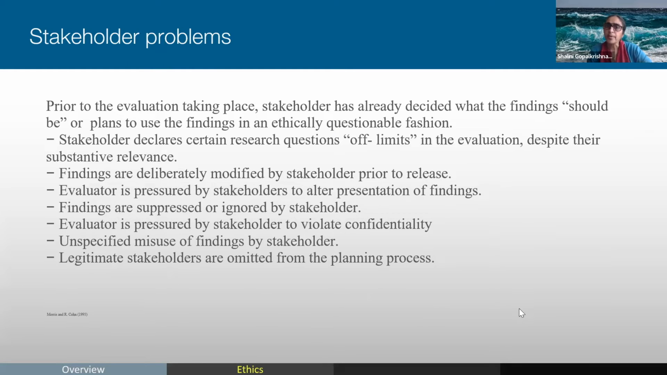What are the stakeholder problems? Sometimes the stakeholder decides, oh, this is how it's going to happen. Or, whatever the results are, I am going to use it so that it'll benefit me. Okay, so sometimes that happens.